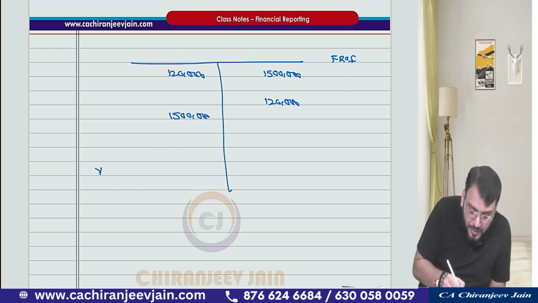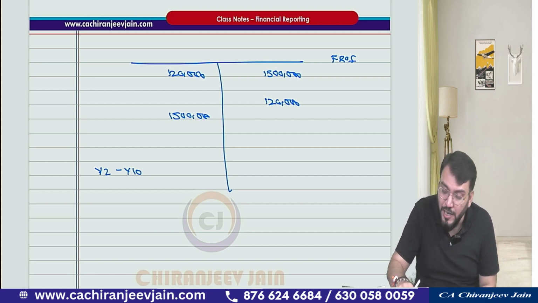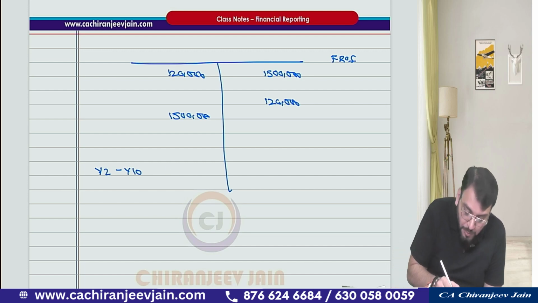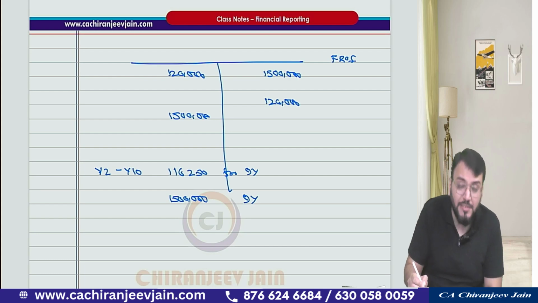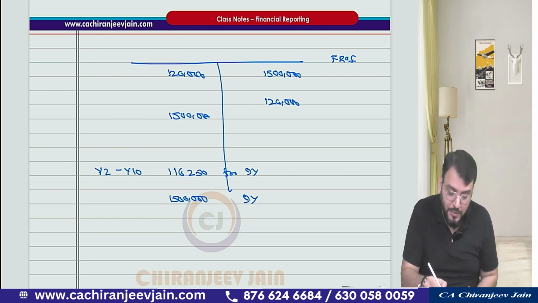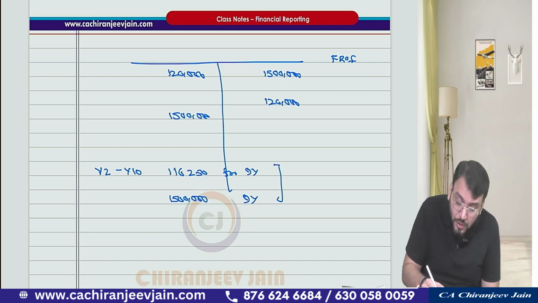Now, can you say that for Y2 to Y10, meaning for the remaining 9 years, the contractual cash outflow will change because the contractual rate of interest has changed. So now it will be 15 lakh into 7.75%, which is 1,16,250 for 9 years. And 15 lakh is repayable at the end of the 10th year. Right now it is the 9th year remaining, since 1 year has expired.